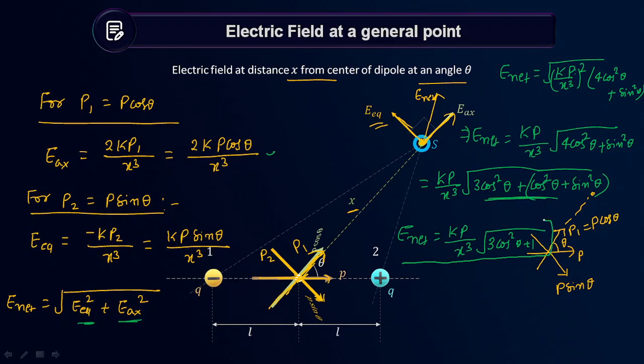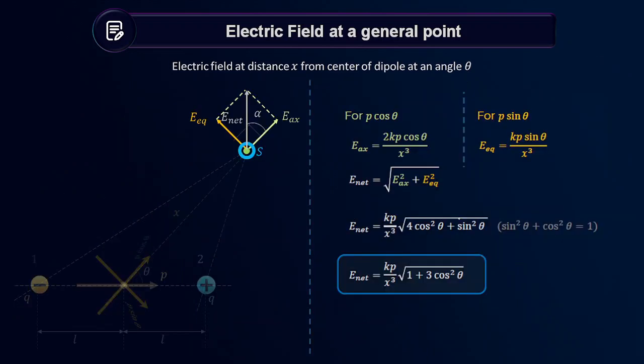So this will be our answer. Yes or no? Simple, easy. Just follow the process, go with the flow. It is very simple, right? So just break the electric dipole into two parts, one perpendicular to the line joining, another one along the line joining, and due to both we can write the electric field, and then we can simplify. So it will become equals to how much? E at any point will be Kp by x cube root under 1 plus 3 cos square theta.